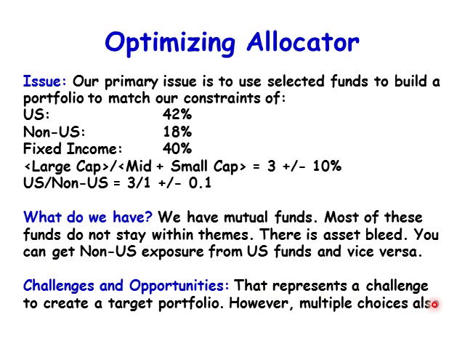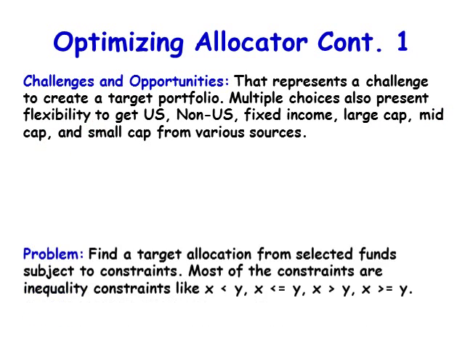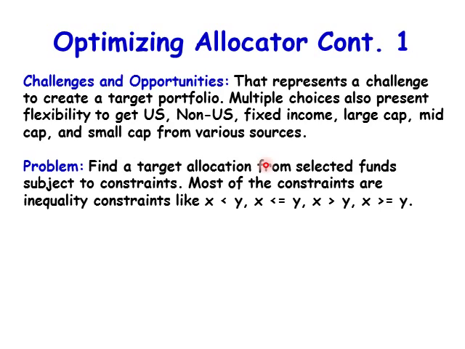However, multiple choices are also present. We have flexibility to get U.S., non-U.S., fixed income, large cap, mid cap, and small cap from various sources, so multiple sources for all my asset allocations. The problem: find a target allocation from selected funds, subject to constraints. So this is what we're trying to do. First of all, there is asset bleed.